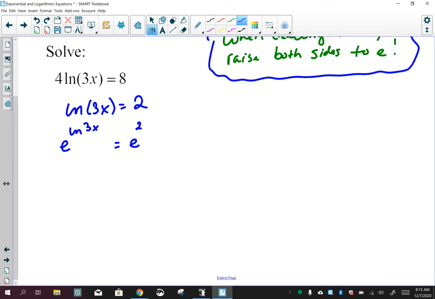Because once that happens, then you have a property that you can use. Remember, your property said if I have E to the natural log, my answer is just going to be written right here. So I can simplify just this side, and I wind up with 3x is equal to E squared. And now that I have that, I can solve this simply by saying E squared divided by 3.